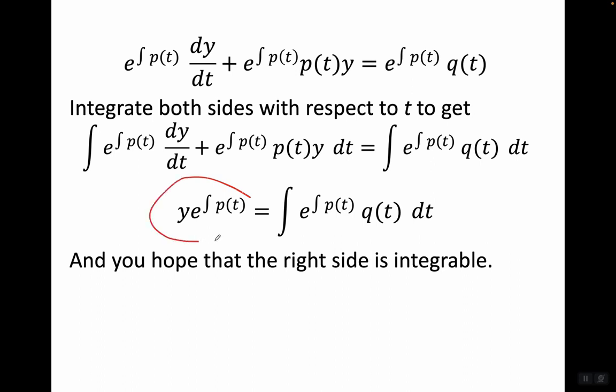The left side simplifies dramatically. It's just y e to the integral p of t. And the right side looks like this. And you just hope that that right side is integrable. It's got to be integrable. It's a textbook problem. It's got to be integrable.